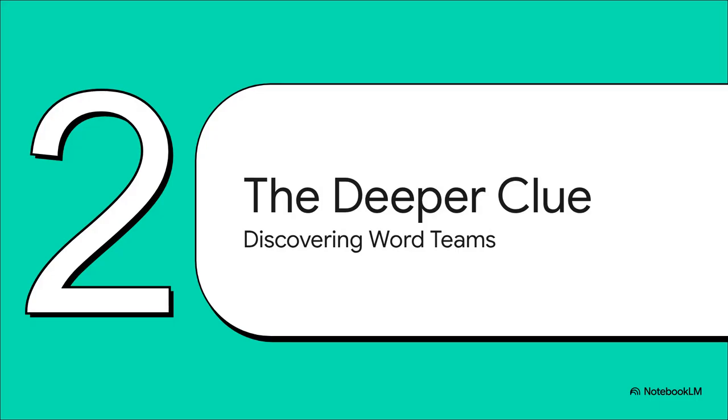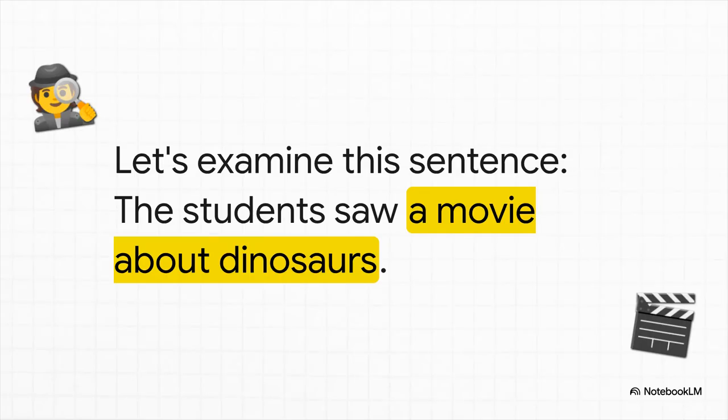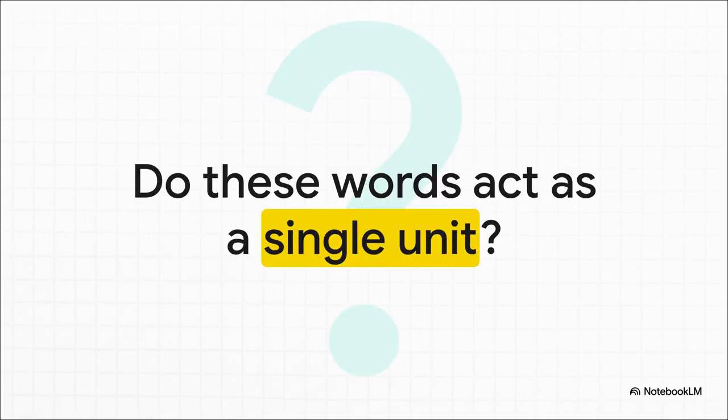And that leads us to our next big clue. See, language isn't just a flat string of words. It's about how words team up to work together in groups, these little word teams. Let's use this sentence to hunt for these teams. The students saw a movie about dinosaurs. Seems pretty straightforward on the surface, but inside this sentence, words are forming little squads. So let's zoom in on this chunk right here, a movie about dinosaurs. Does your brain treat those 5 words as one cohesive unit? And how could we possibly prove that?